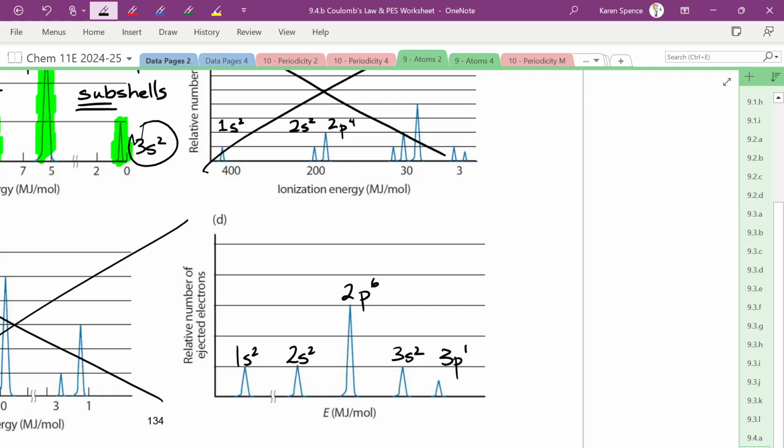Who is D? We got a 3p1, so that means we're in row number 3. Our last electron is in the p block, so that means we're over here, and it's 3p, so this is row 1, 2, 3, 3p1, so that is aluminum.